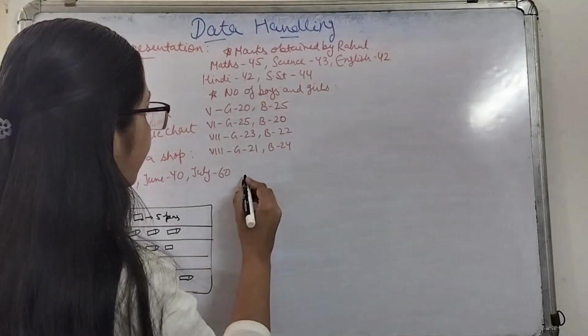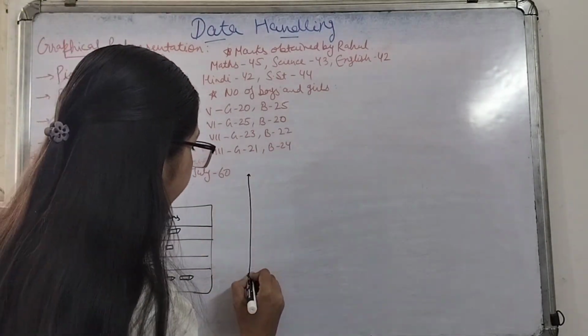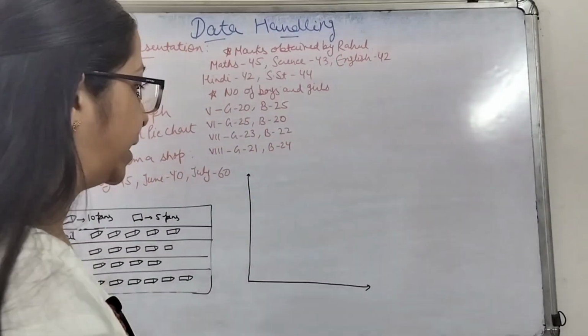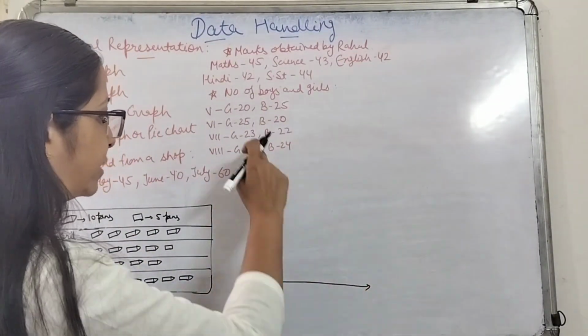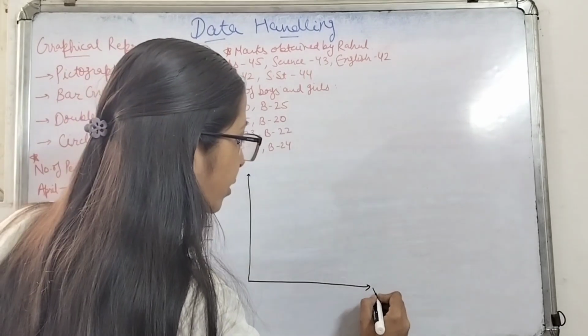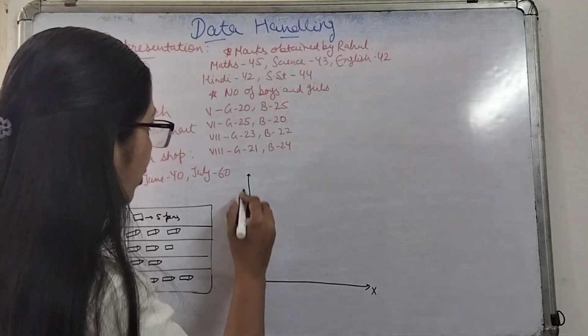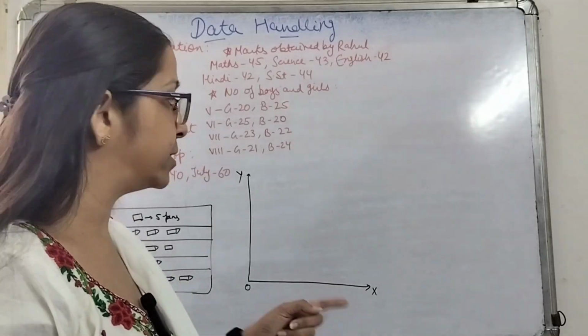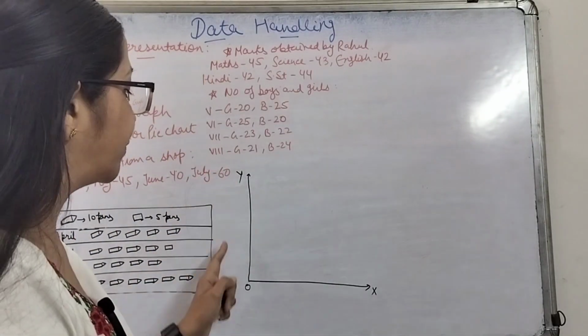In a bar graph, first of all, we make two perpendicular lines on the graph paper. This is your horizontal line and this is your vertical line. This is x, this is O, and this is y. This horizontal line is your x-axis, and this vertical line is your y-axis.